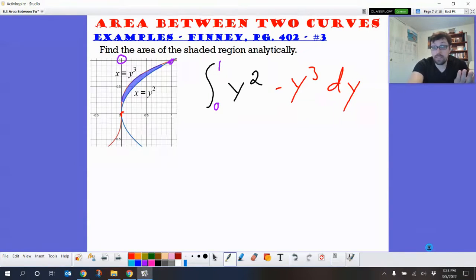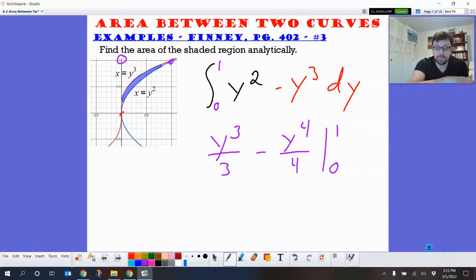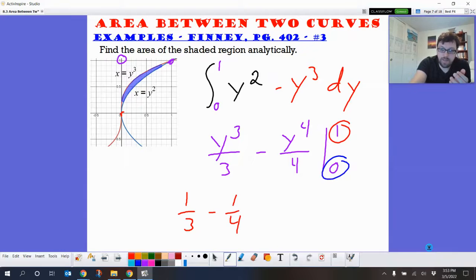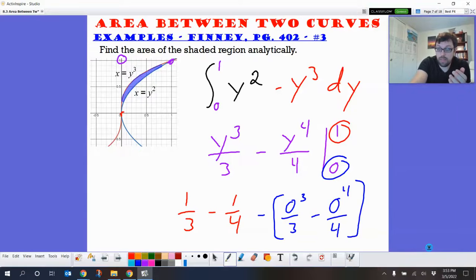So we can just anti-differentiate both of those things. So we get y cubed over 3 minus y to the fourth over 4, going from 0 to 1. Now we just need to plug in our top value minus our bottom value. So our top value for this 1, so that's going to be 1/3 minus 1/4. And then our bottom value is going to be minus 0 over 3 minus 0 to the fourth over 4. Oh, that's just 0.